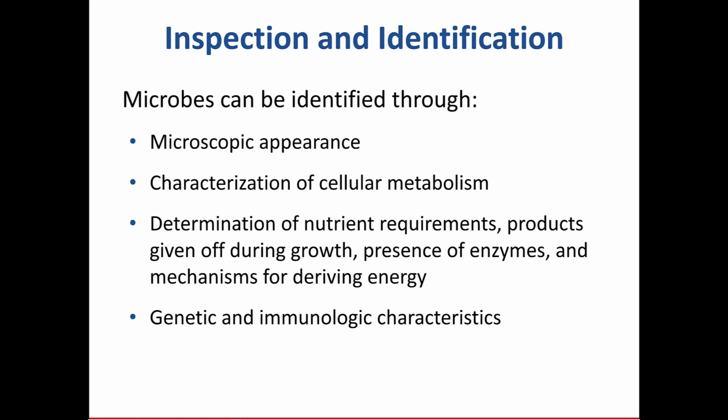So microbes can be identified through microscopic appearance, and we usually do that to confirm whatever we see on a plate. Characterization of cellular metabolism, so we let the bacteria tell us more about them. They have to tell us because they're going to grow, and then we'll see what they can metabolize. Determination of nutrient requirements, products given off during growth, presence of enzymes, and mechanisms for deriving energy helps us identify. And then with the newer genetic and immunological characteristics, we can identify it and confirm even faster and better. And so that's kind of where we're at.